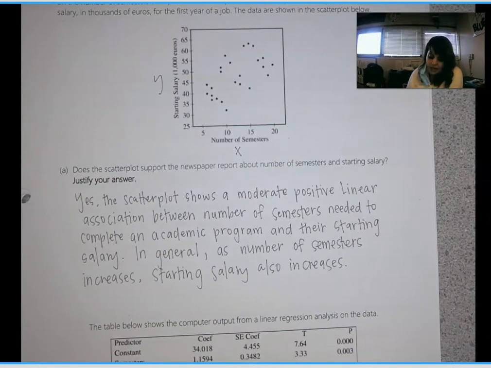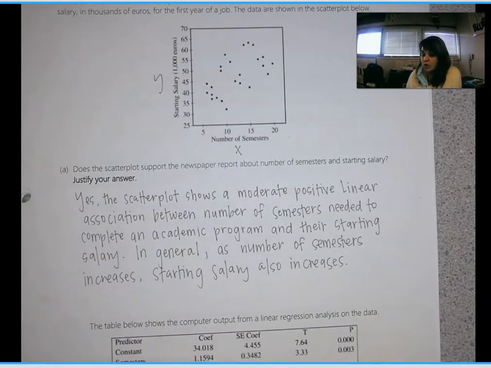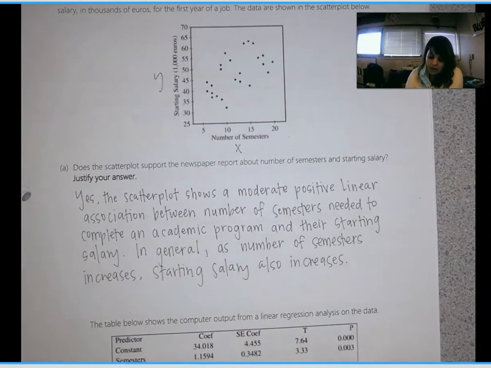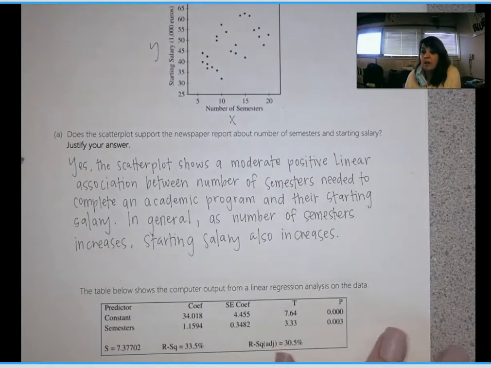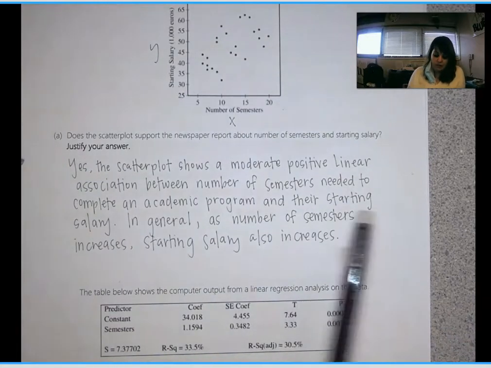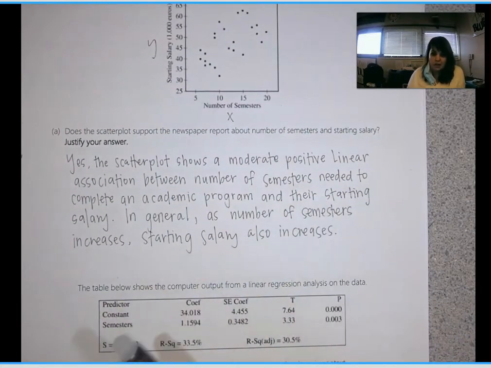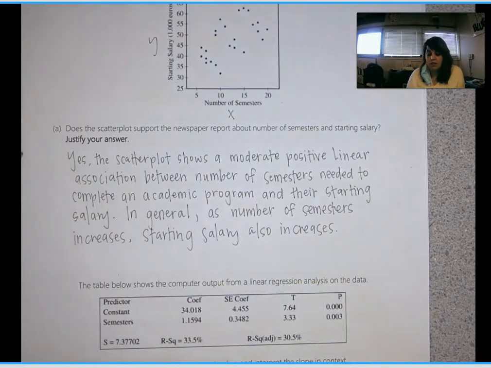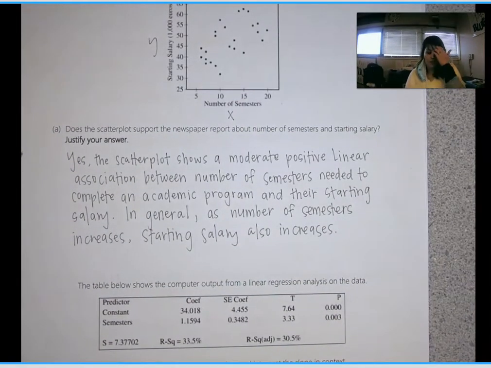I could have said, or maybe should have said, yes, the scatter plot supports the newspaper report about number of semesters and starting salary. You wouldn't get marked wrong for not doing so, but now that I'm thinking about it, it may have been better for me to say yes and rephrase the prompt. But essentially, this would get me full credit. Yes, the justification is the scatter plot shows, and then lead into the interpretation.